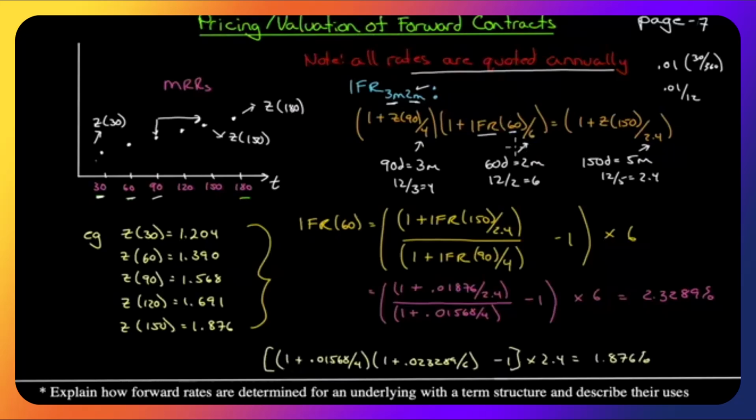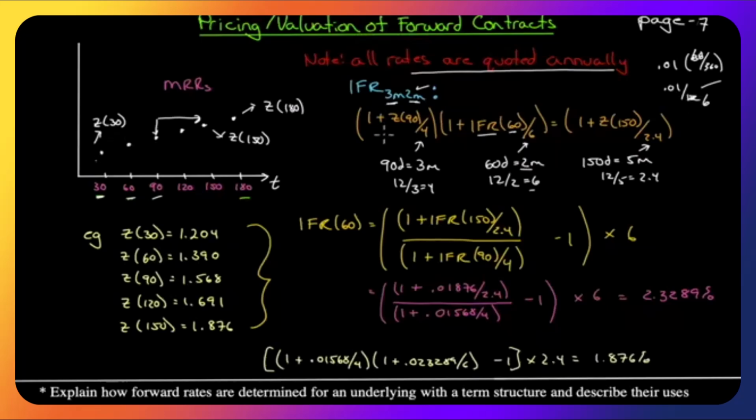Why are we dividing by 6? Well, 60 days is 2 months, right? And 12 divided by 2 is 6. Remember, I did that up here, right? If this were 60 over 360, it would be the same as 0.1 divided by 6.